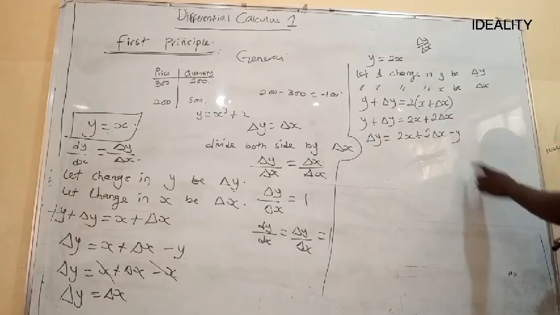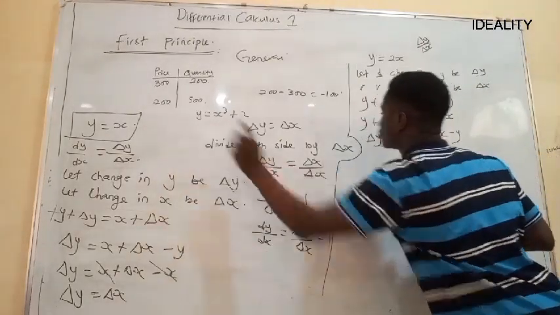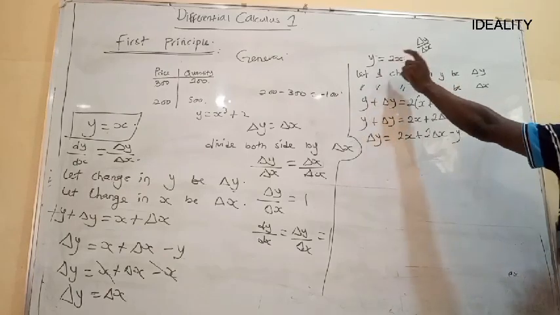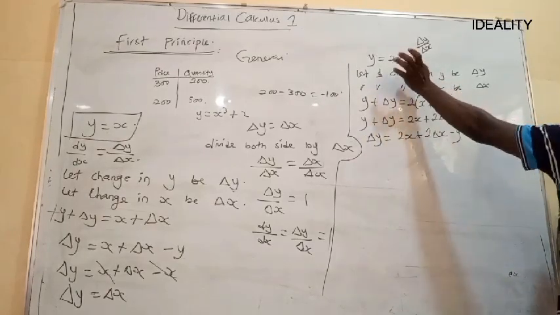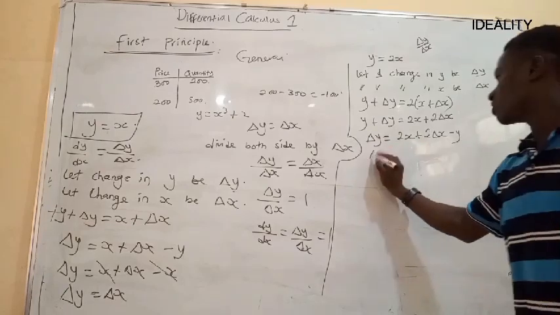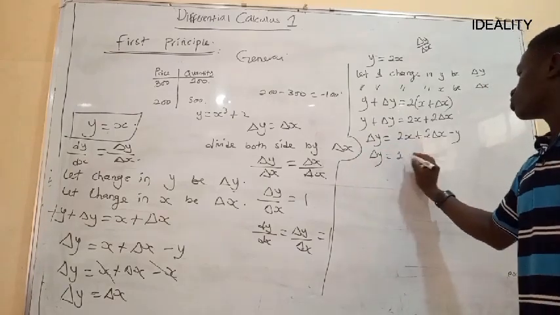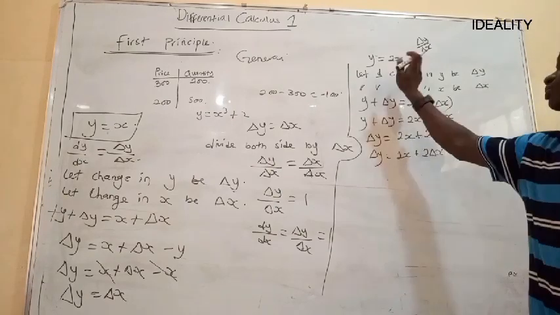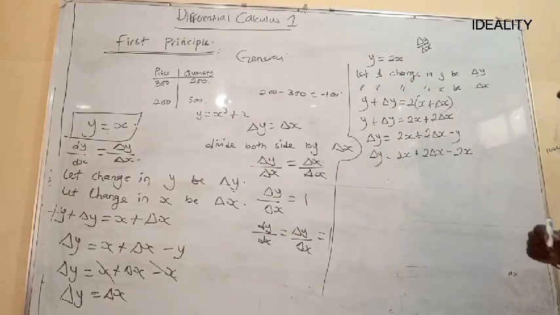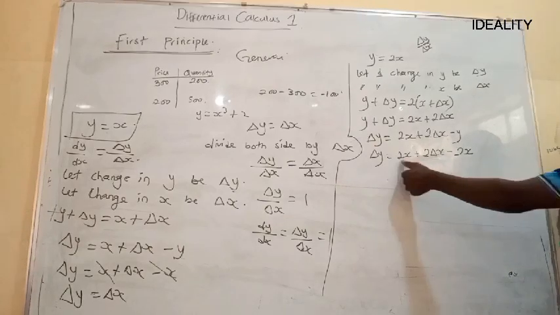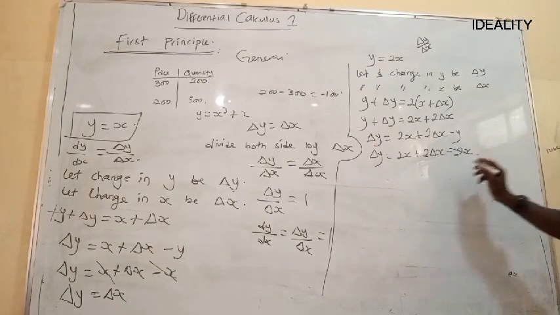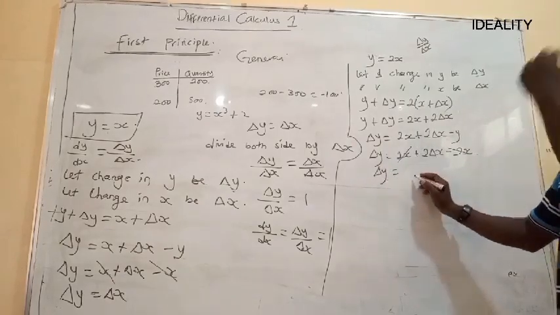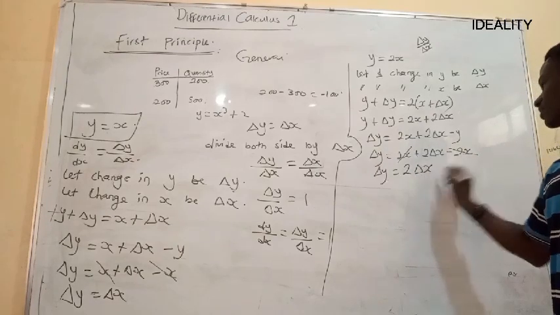And don't forget that this minus y, just like you change it to x from the equation, has a value from the beginning of the equation. The value of y is 2x. So anywhere I see y, I'll put 2x. So that we have theta y is equals to 2x plus 2 theta x minus 2x. Then plus 2x minus 2x, this can leave the equation. So I will have my theta y to be equals to 2 theta x.